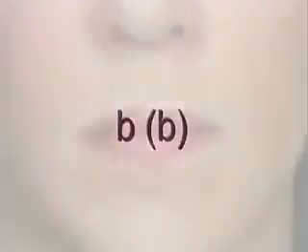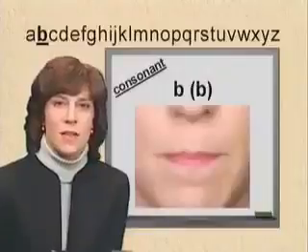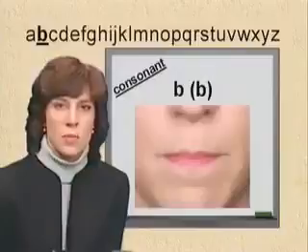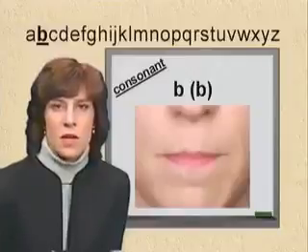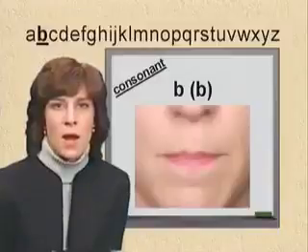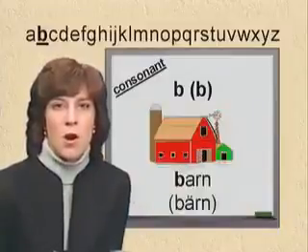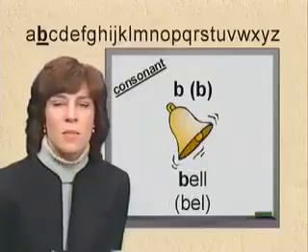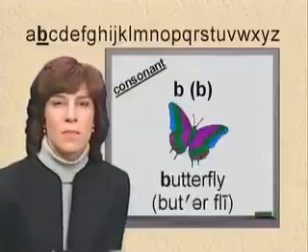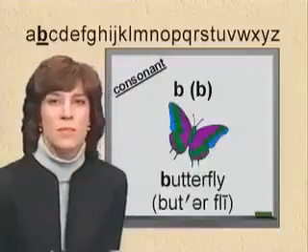B. The B sound is made by closing the mouth and pushing the lips apart, as in blowing a bubble. The teeth are apart, but not shown. The tongue is in the middle of the mouth. Ba. Barn. Bell. Butterfly.